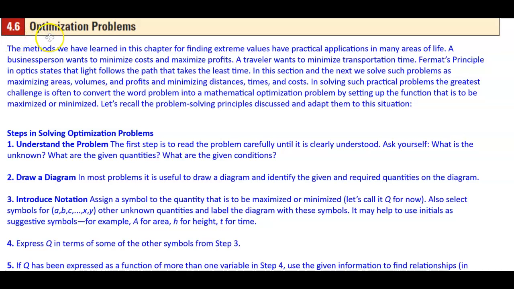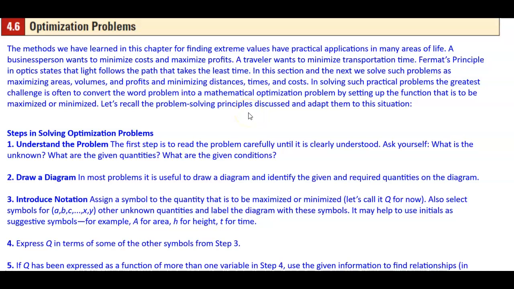Section 4.6 Optimization Problems. The methods we have learned in this chapter for finding extreme values have practical applications in many areas of life. A business person wants to minimize costs and maximize profits. A traveler wants to minimize transportation time. Fermat's principle in optics states that light follows the path that takes the least time.